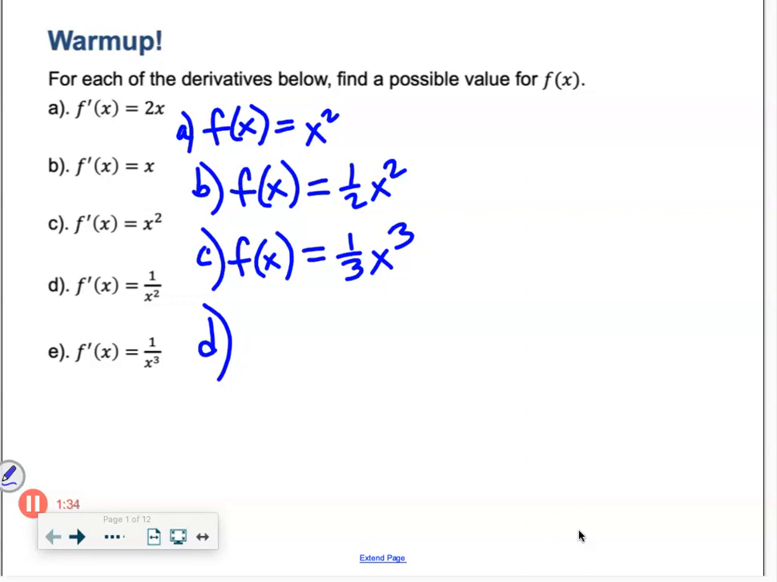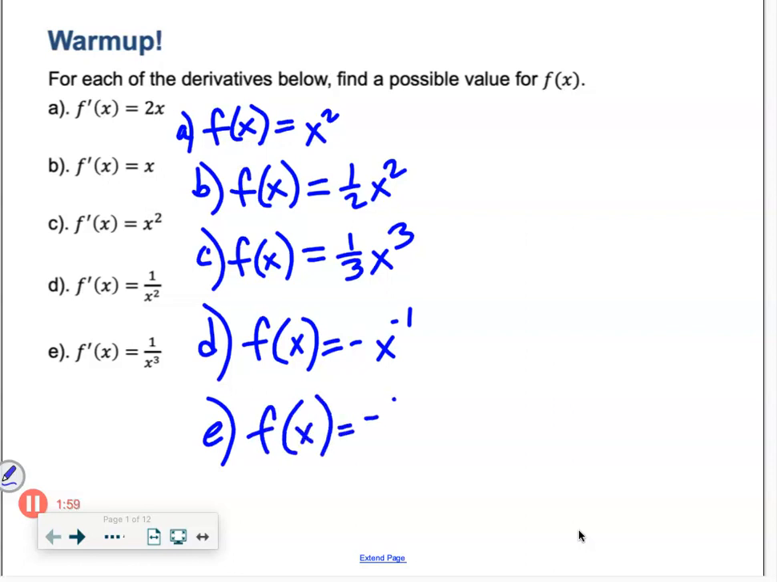The function whose derivative is x to the negative second is negative x to the negative first. So our f would be negative x to the negative first. And then the function whose derivative is x to the negative third, well, we know it's going to be an x to the negative second, but we can't have a negative 2 in front, so to get rid of that, we have a negative 1/2 x to the negative second.